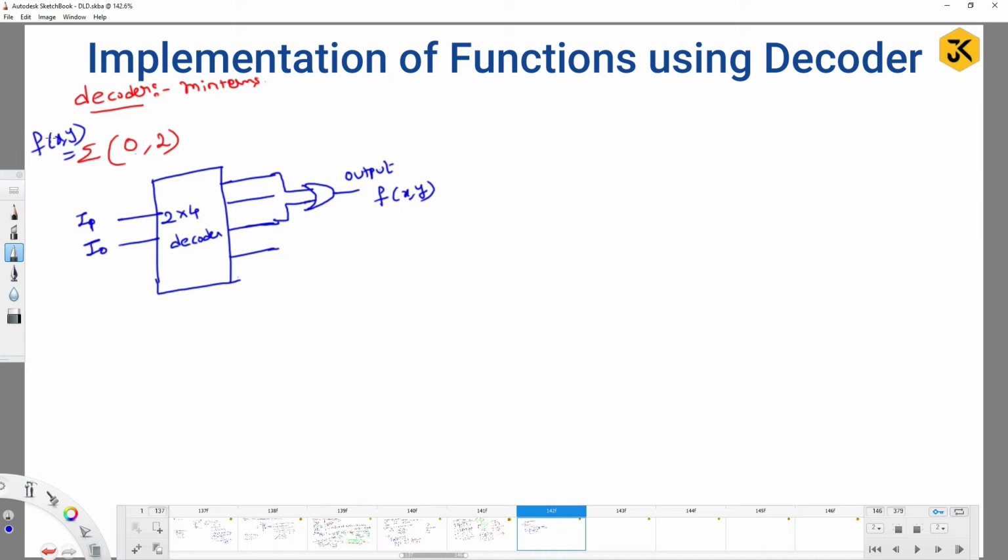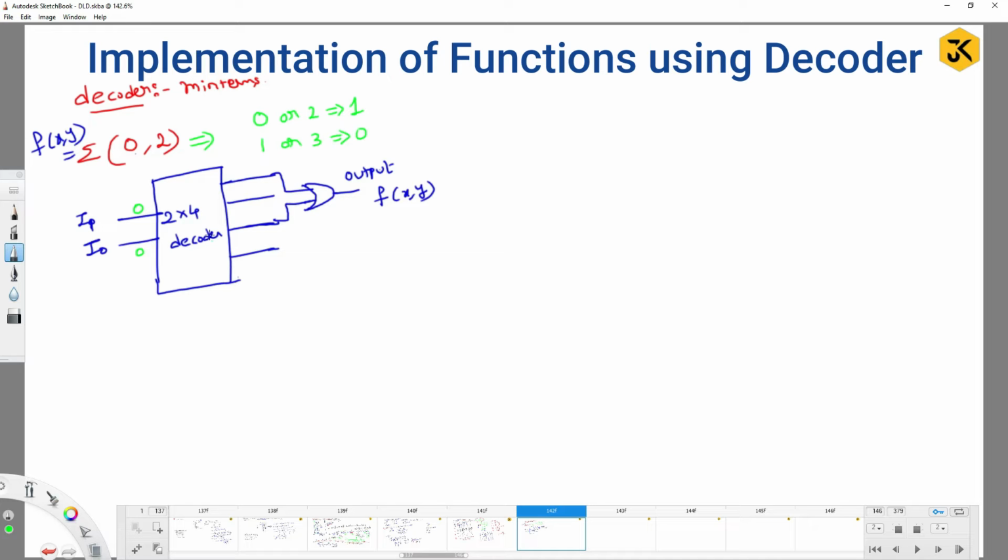What is the meaning of this? If I give 0, 0 as input, I require the output 1. Is it producing the same thing or not? What are the minterms? For 0 or 2, I need to produce the value 1, and for 1 or 3, I need to produce the value 0.